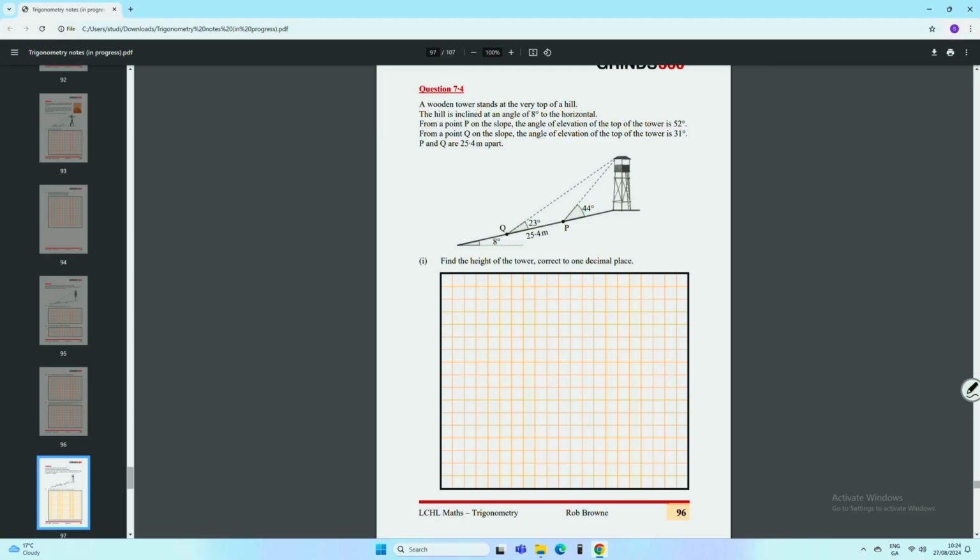So if we look at the last angle of elevation question, this one on page 96, it says a wooden tower stands at the very top of a hill. The hill is inclined at an angle of 8 degrees to the horizontal. So again, the ground is not level. It's inclined at 8 degrees to the horizontal. So this dotted line down here, that's a horizontal line. Okay, so that's a horizontal. It's the one that's inclined at 8 degrees from.